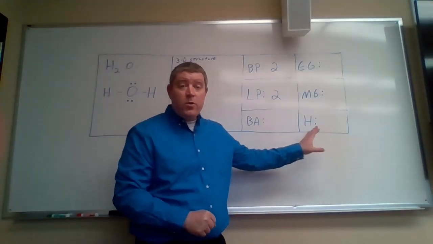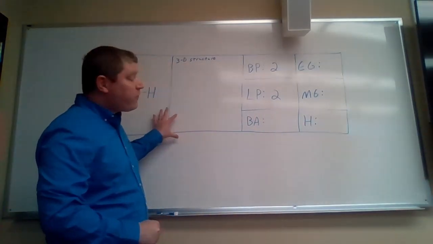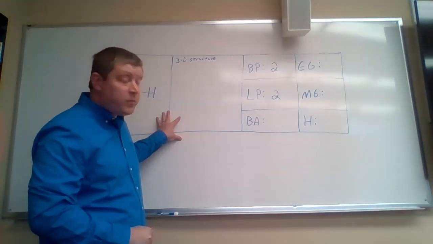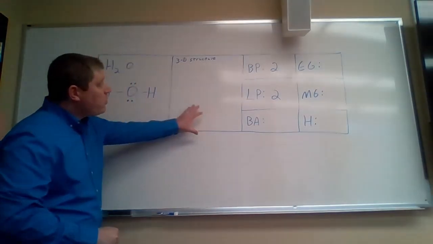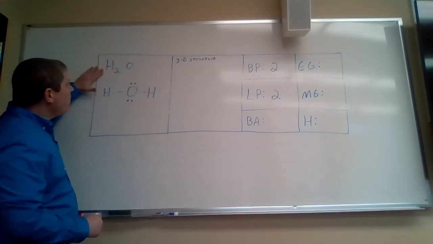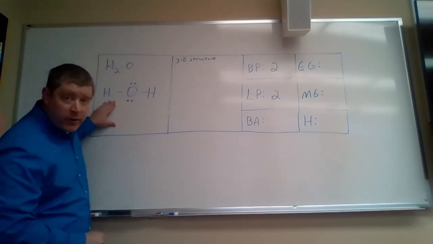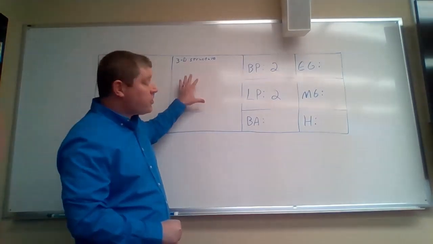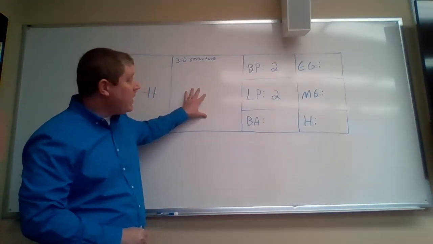Now in your notebook, you should have a row in there for each of the molecules or ions that is listed in the procedure. Each one should have a row that looks something like this. You have the molecular formula and the Lewis structure. You should fill this out before you get to lab. Dimensional structure, you're going to leave this blank and we'll fill this in lab.